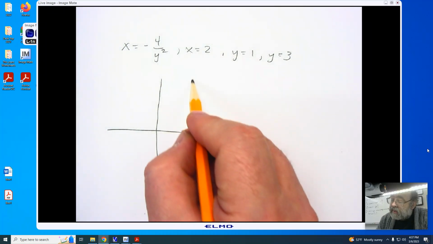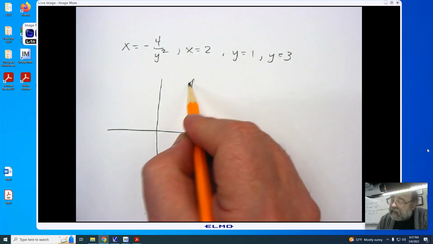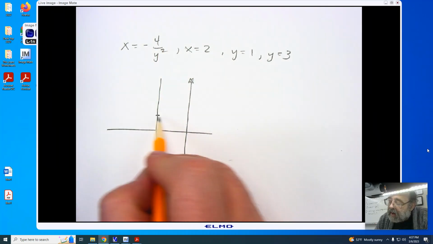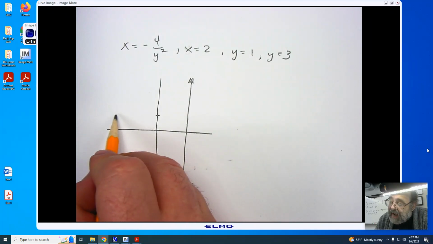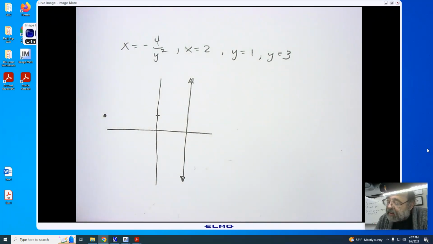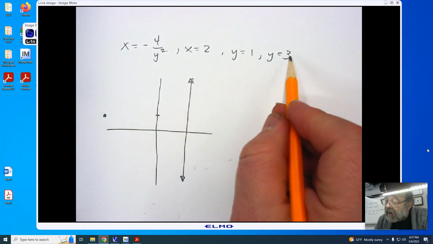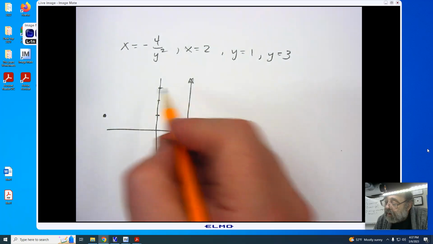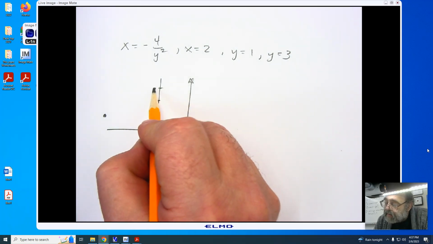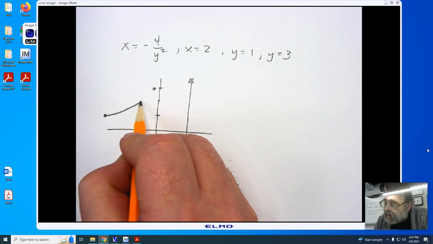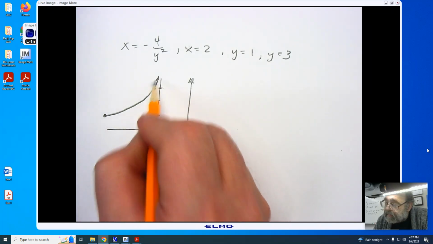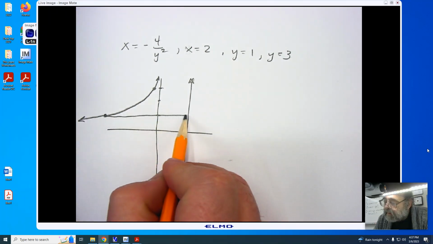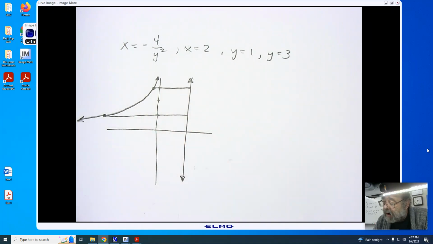I'm going to put in the x equals 2. That's first. Now, when I plug in y equals 1, you'll notice I get 1/4. So at y equaling 1, I'm going to have a negative 4. And it's up here. Then, as I plug in the 3, so when y equals 3, I'm looking at negative 4/9. And this is a reciprocal function and therefore a curve, looking something like this. And I'm looking for that area.